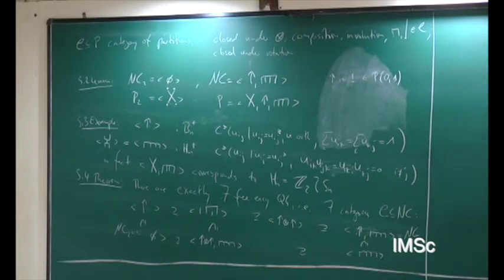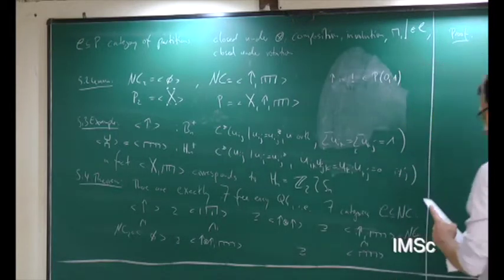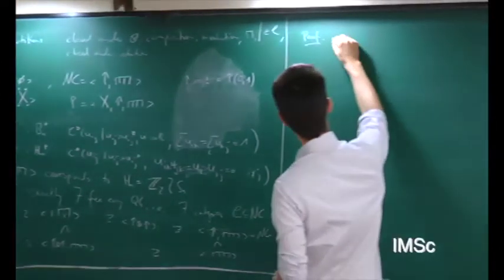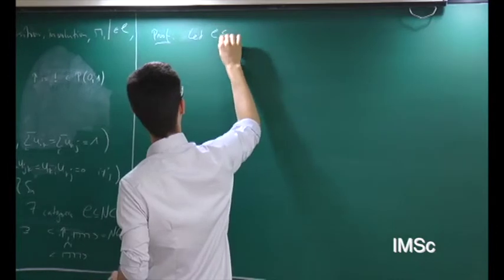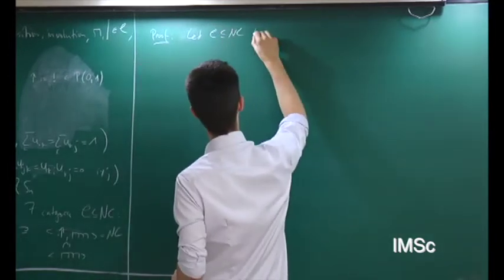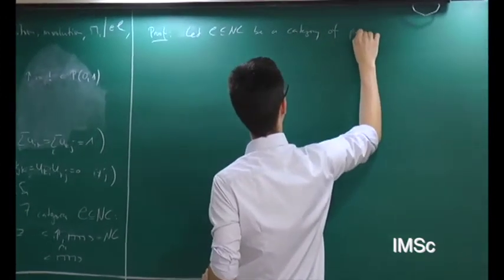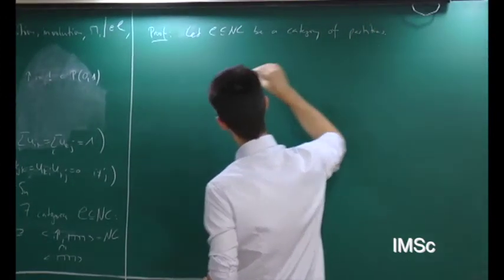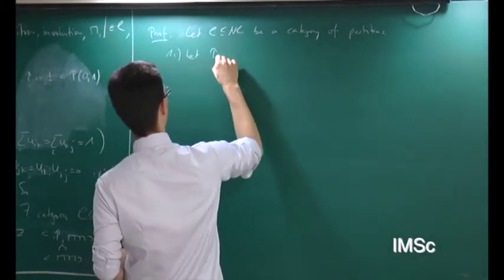And I just want to give you a slight flavor of the proof, just to see how we play around with the combinatorial structure here. But I don't want to give the full proof. So for instance, I could start saying, okay, let C be a category of partitions. So I just take one, and now I do a case study.